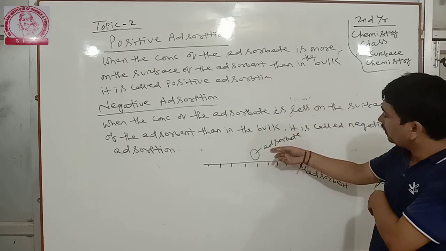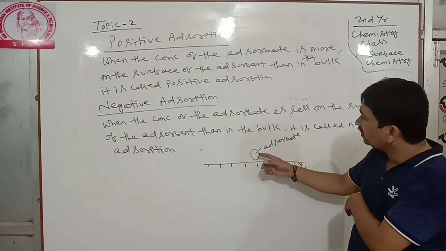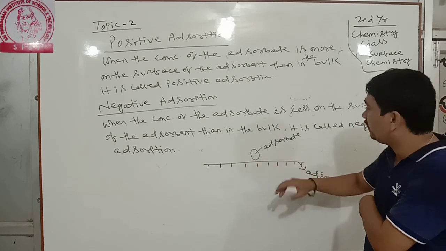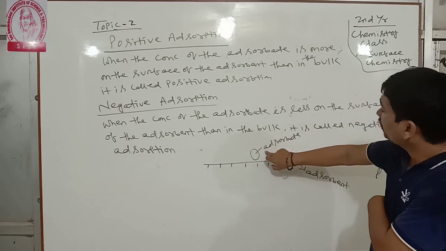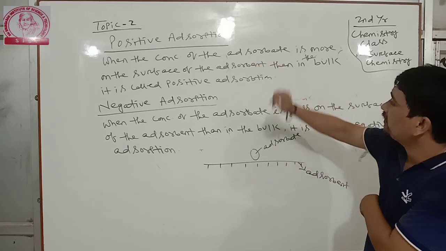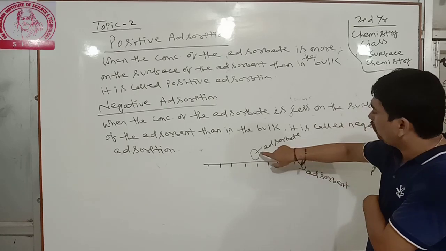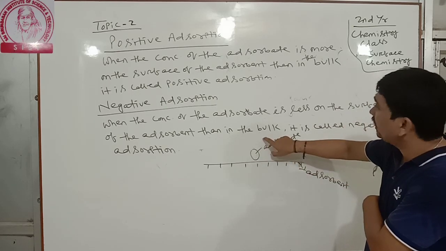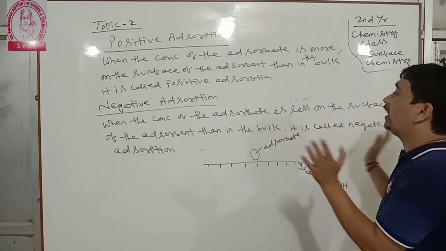When the concentration of the adsorbate is less on the surface of the adsorbent than in the bulk, it is called negative adsorption. Simple. Adsorbate concentration high, positive adsorption. Adsorbate concentration low, that is negative adsorption.